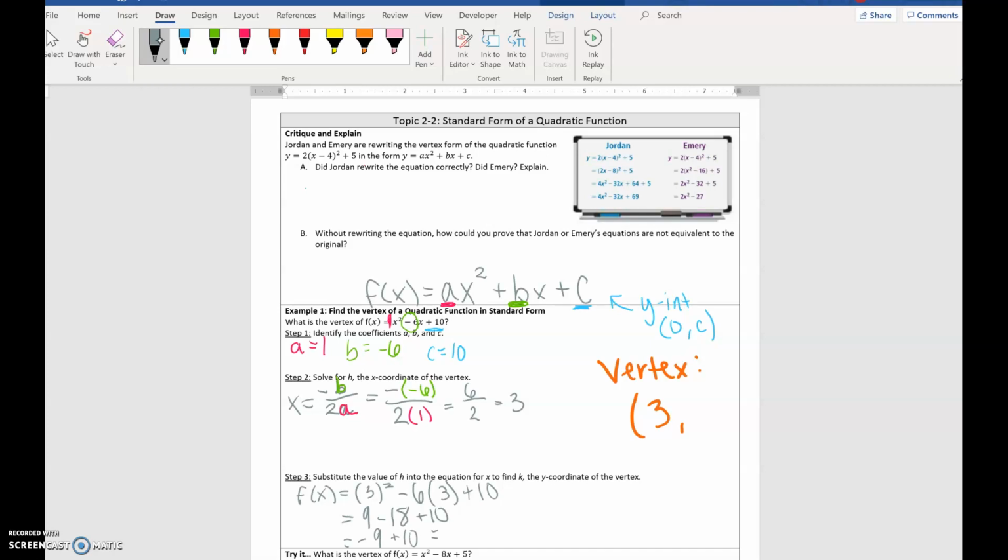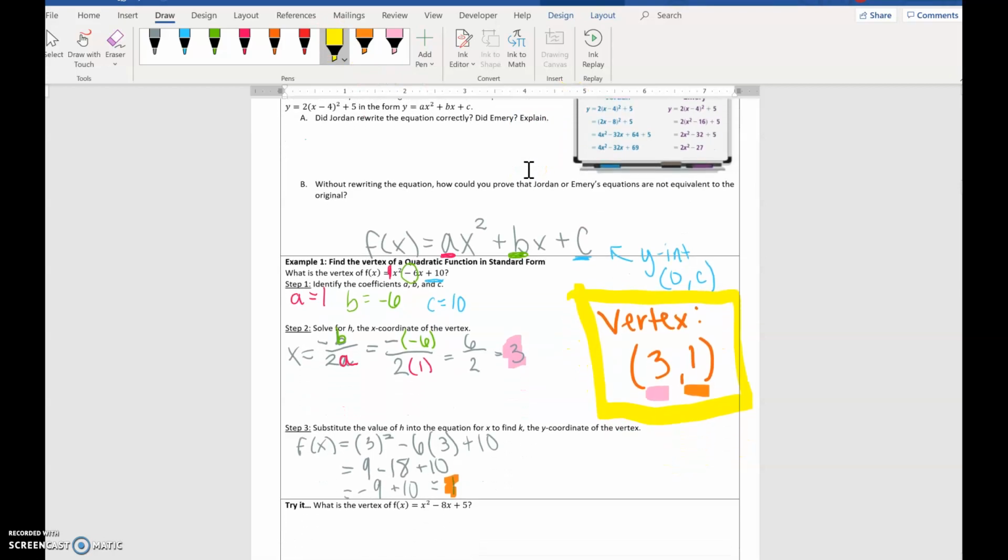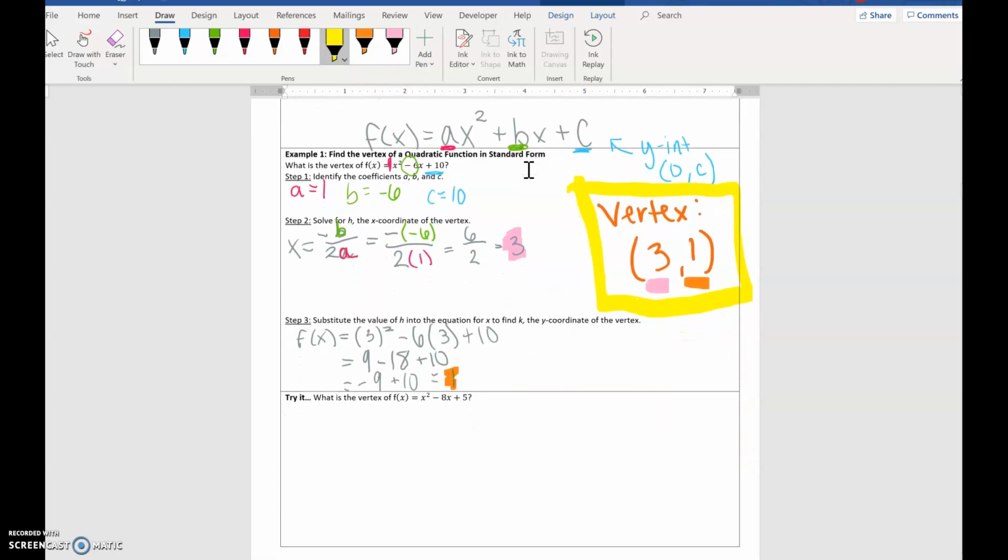So our value is 1. And so that goes here. So 3, 1 is our vertex. Again, we got the 3 by doing this step here. And we got our 1, our k, over here. And then this is our answer. It wanted the vertex, and our vertex is 3, 1. So at this time, go ahead and pause the video and try the try it problem down below right here.